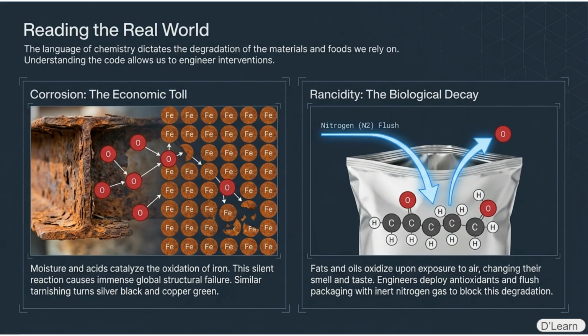Understanding chemistry allows us to engineer interventions against degradation. This includes preventing corrosion, where moisture catalyzes the oxidation of iron, and blocking rancidity, the oxidation of fats and oils in food packaging.